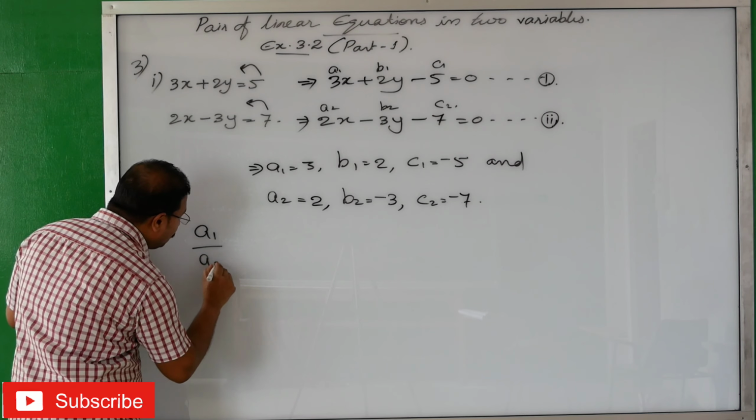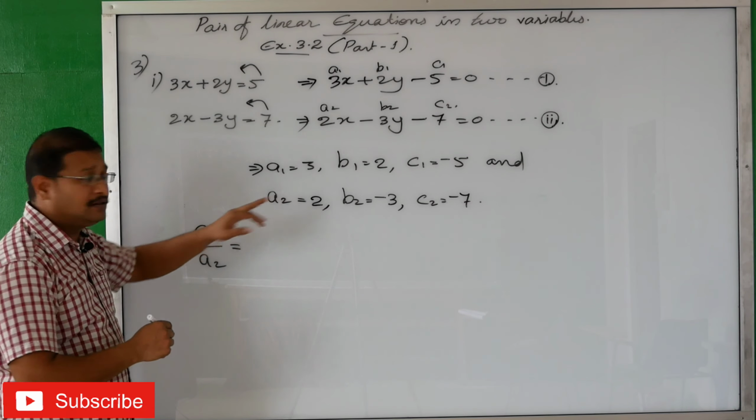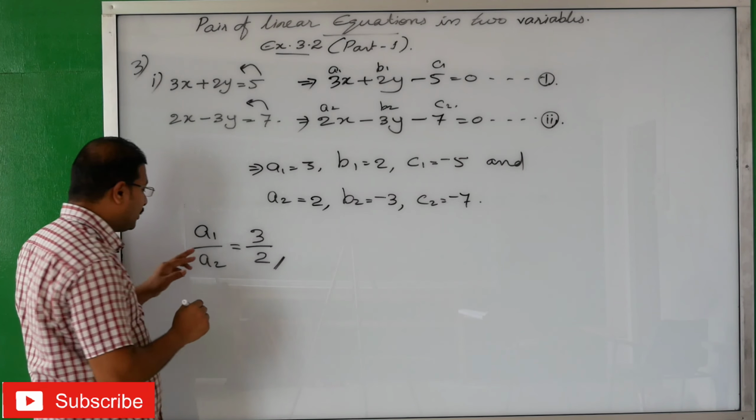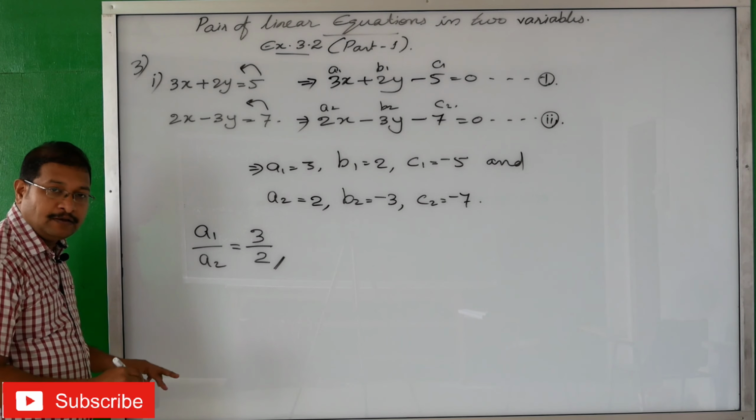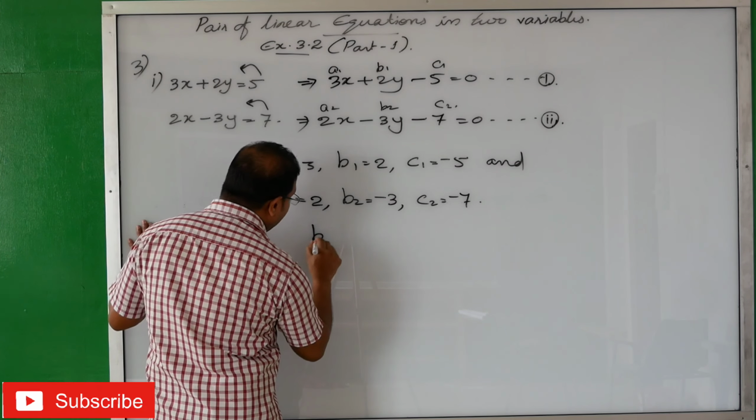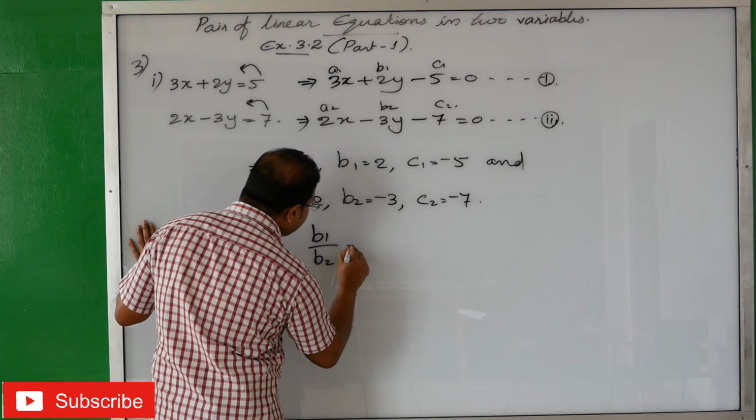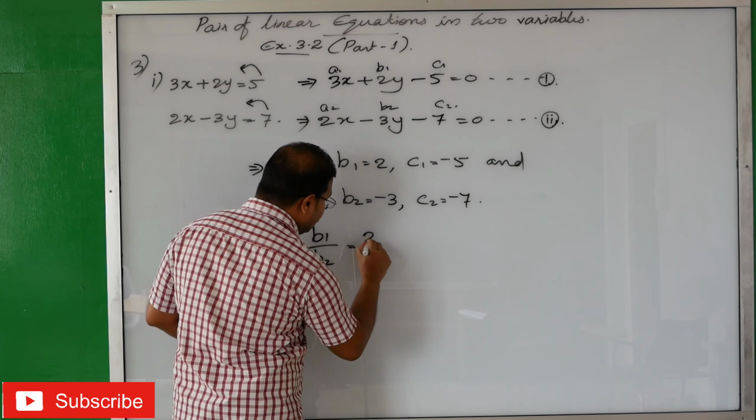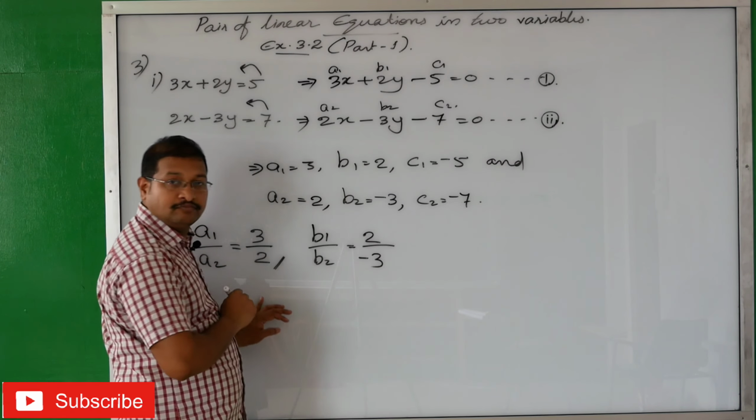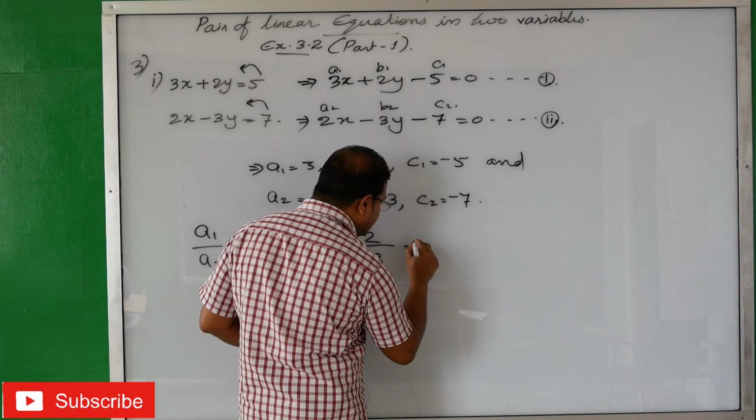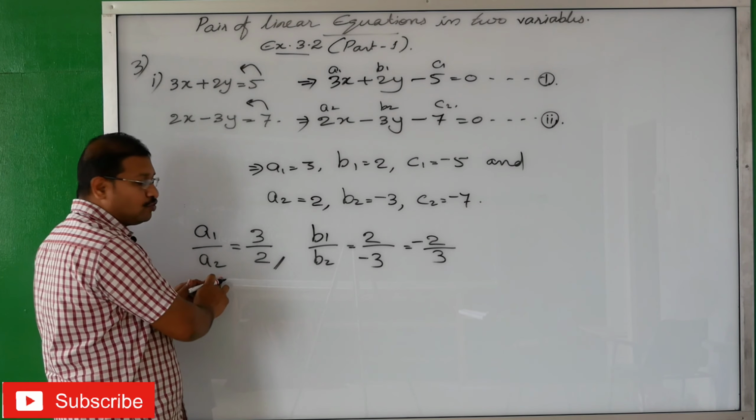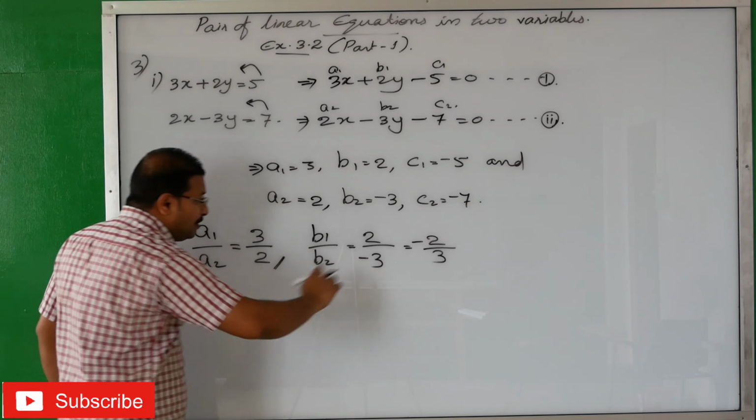Ready? First what will you do? A1 by A2 equals, what is the value of A1? That is 3, so 3 by 2. So we got A1 by A2 equals 3 by 2. Now we will take B1 by B2. What is B1? 2, divided by B2, minus 3. That means minus 2 by 3. Check it now. A1 by A2 is not equal to B1 by B2, isn't it?